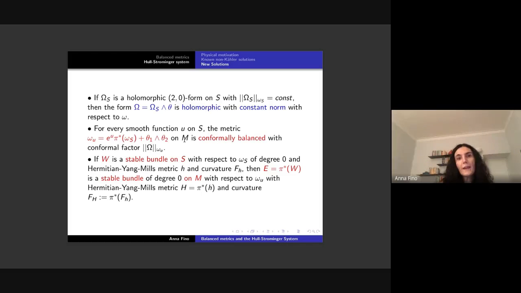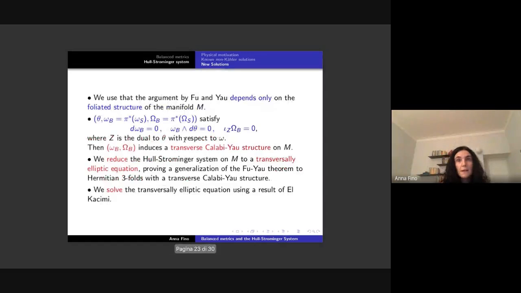And then if you take a stable bundle on S with respect to omega S, of degree 0, and you take a Hermitian Yang-Mills metric H with curvature of the Chern connection F H, then the pullback of this bundle is still a stable bundle of degree 0 on M with respect to the new Kähler metric omega u, with H Hermitian Yang-Mills and curvature just given by the pullback. Okay, so this is quite similar to the Fu-Yau case.